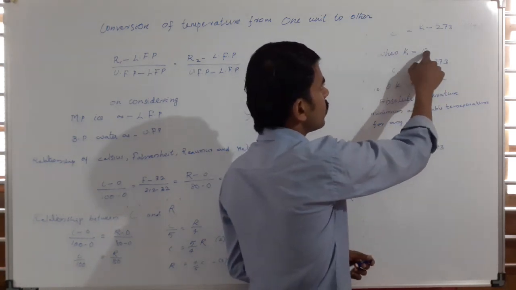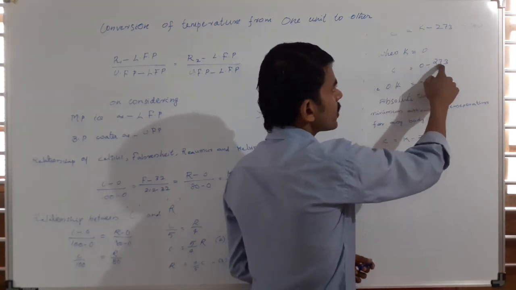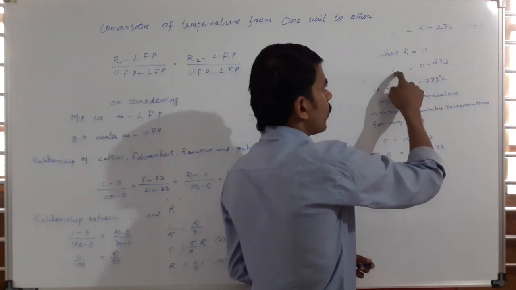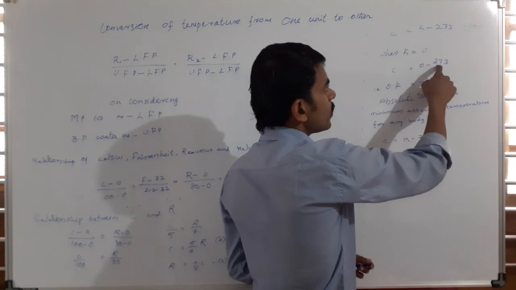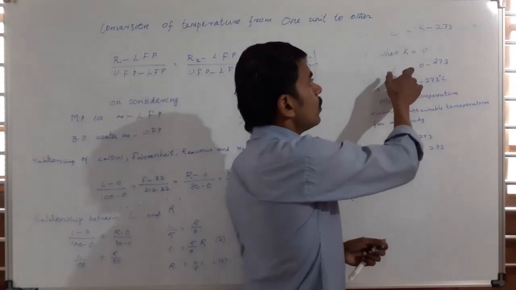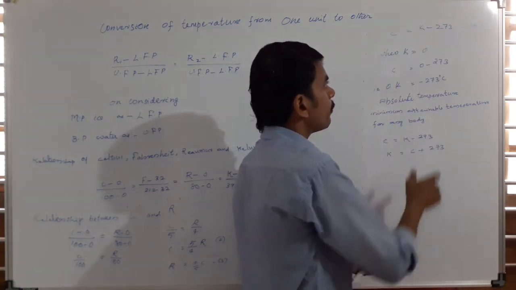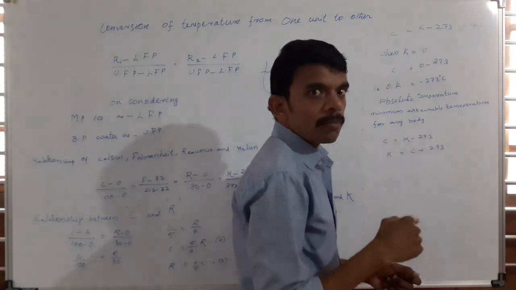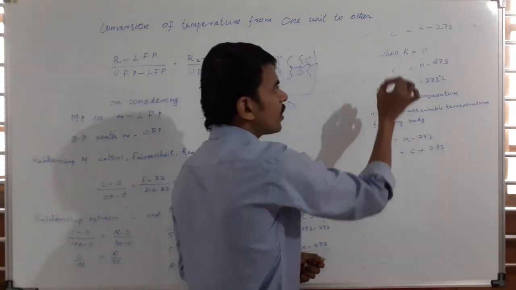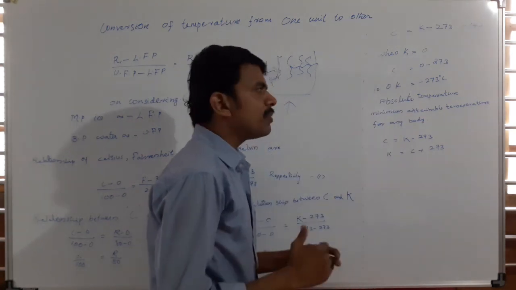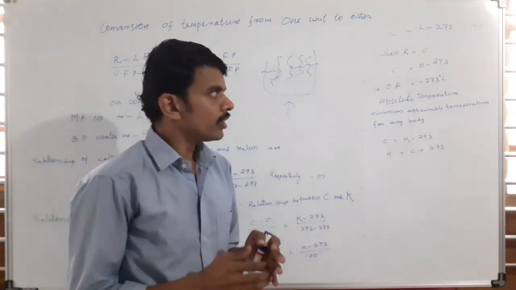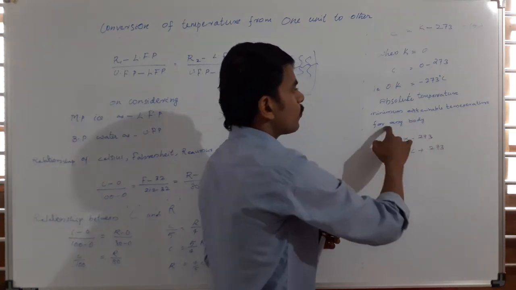We are putting K equal to 0, so C is equal to 0 minus 273, which is nothing but minus 273. So when K is equal to 0, C is equal to minus 273 degree Celsius. So for 0 Kelvin, we get minus 273 degree Celsius. Now this 0 Kelvin is known as absolute temperature, the minimum attainable temperature for any body.